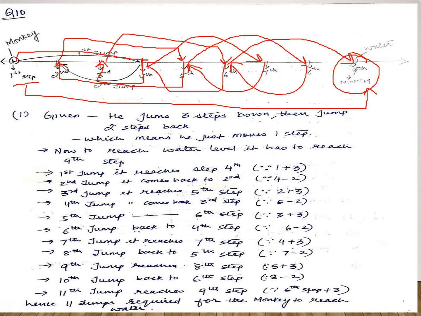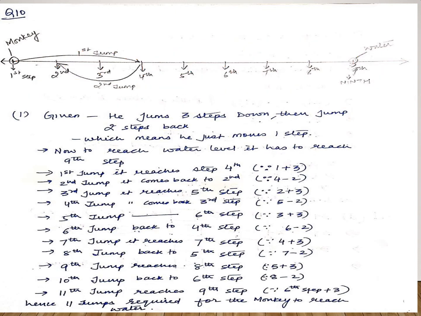Okay. Now you can see the same thing I have done in the statement form also. In the first jump, it reaches 4 steps. Why? Because 1 plus 3. Second jump, 2 steps back, 4 minus 2. Then again 2 plus 3, 5 minus 2, and so on. Finally, after 6 step, it reaches 9 step directly. Okay. So total, how many jumps are required? 11 jumps are required. Okay.